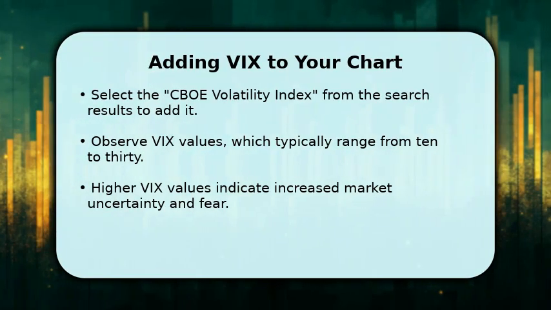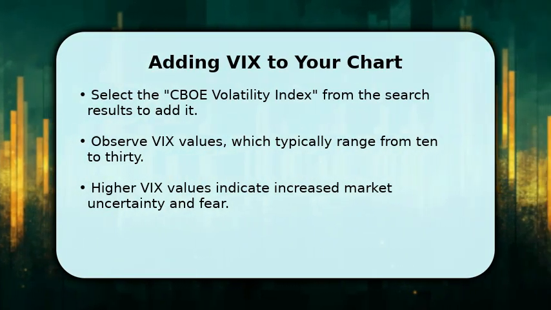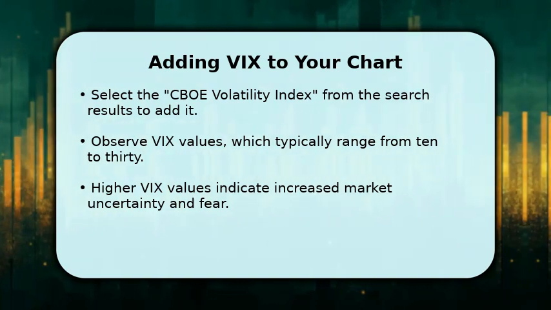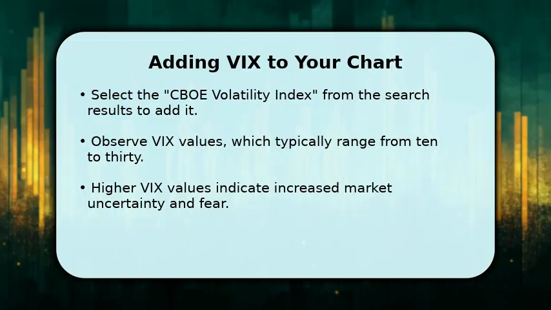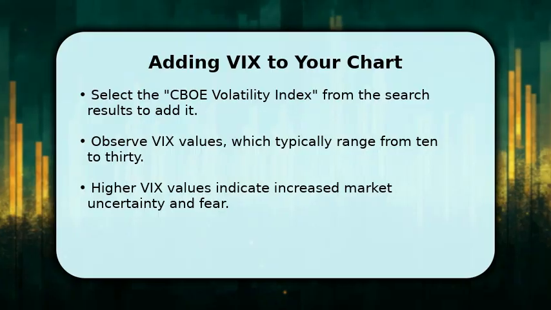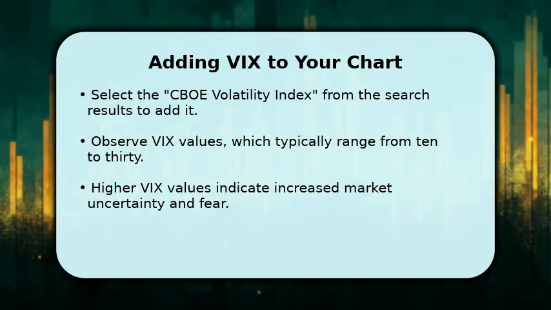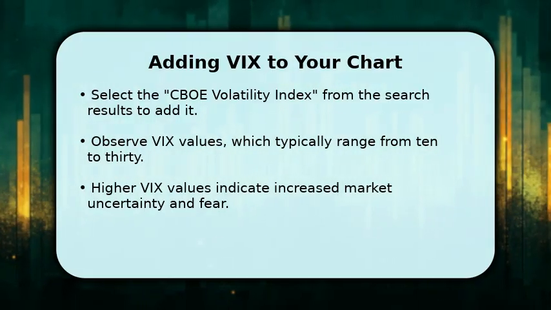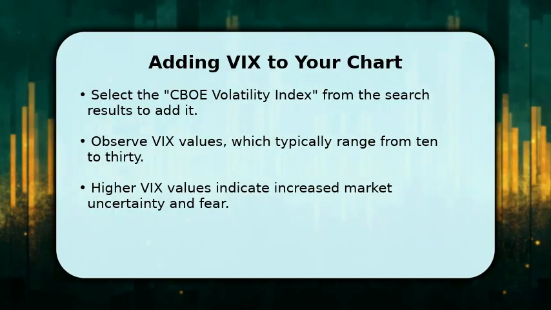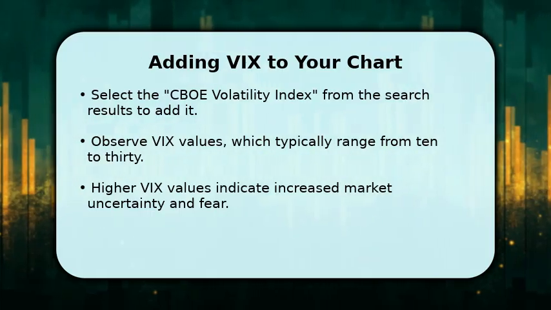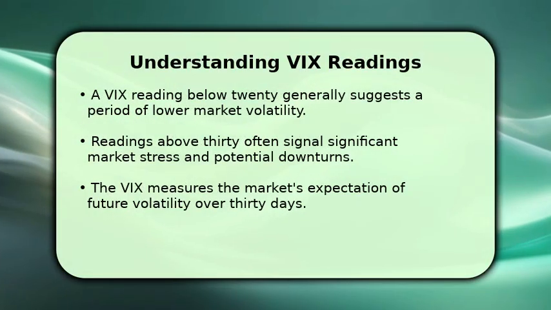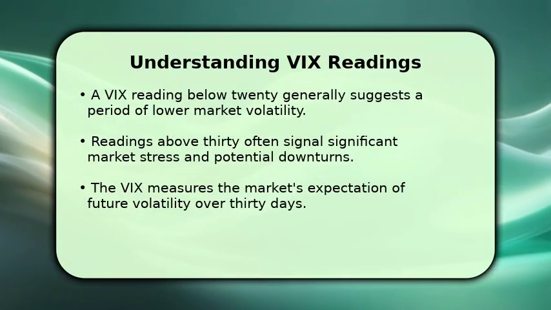After typing VIX into the search bar, a list of results will appear. You should select the CBOE Volatility Index to add it directly to your chart. Once added, you will see the VIX values plotted. These values typically fluctuate between 10 and 30. It is important to note that higher VIX readings generally signal increased market uncertainty and investor fear, often preceding significant market moves. Interpreting VIX levels is crucial for informed trading.